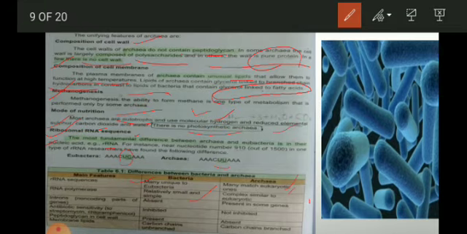Now if we talk about the features, antibiotic sensitivity to streptomycin and chloramphenicol: bacteria are inhibited by these, but archaea are not. Peptidoglycan in the cell wall is present in bacteria but absent in archaea. For membrane lipids, the carbon chain is unbranched in bacteria, but branched in archaea.